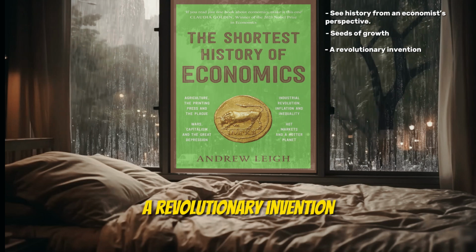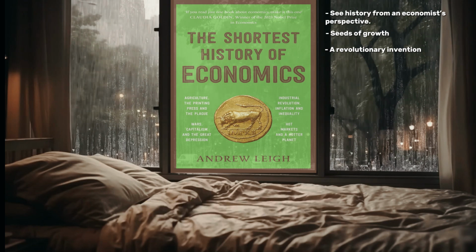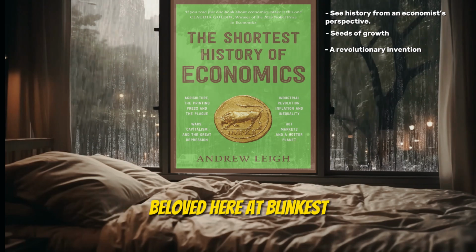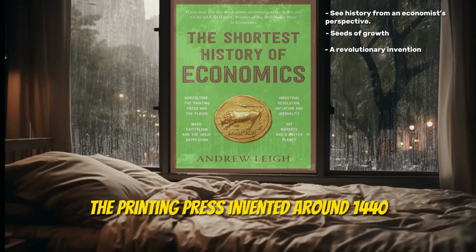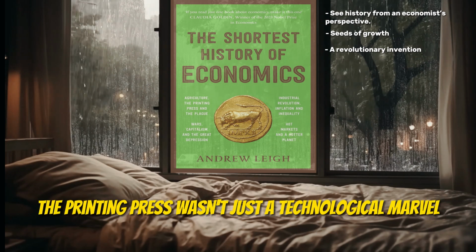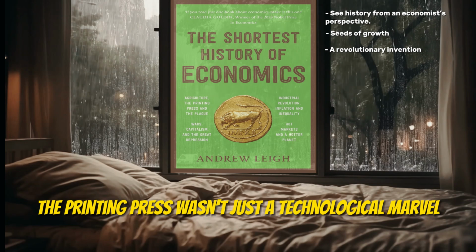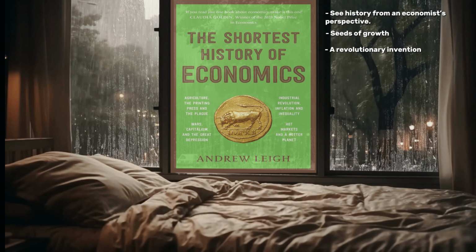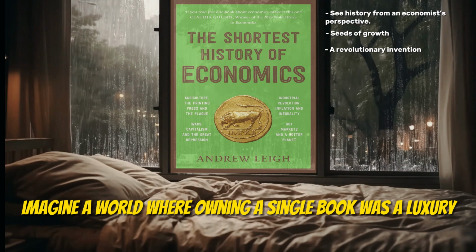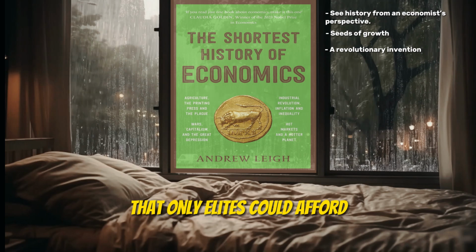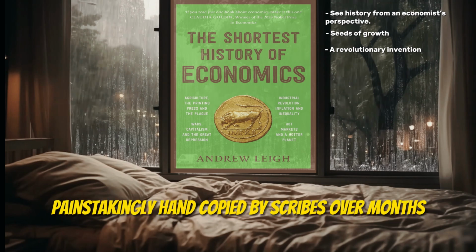A revolutionary invention. Let's talk about another innovation, beloved here at Blinkist. The printing press. Invented around 1440, the printing press wasn't just a technological marvel, it was an economic revolution in disguise. Imagine a world where owning a single book was a luxury that only elites could afford, each book painstakingly hand-copied by scribes over months.